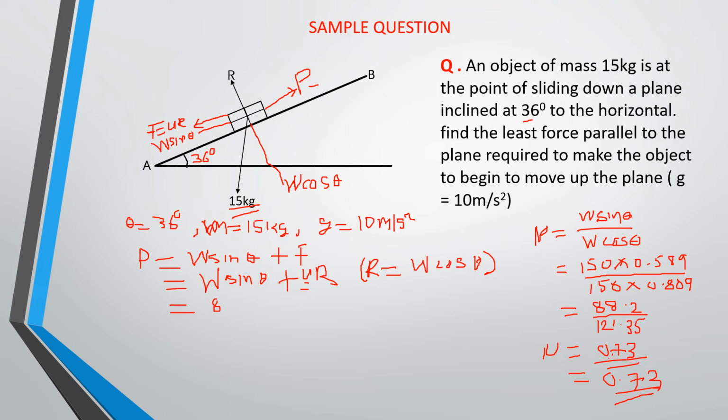W sin theta is 88.2 plus 0.73 multiplied by W cos theta R, which is 121.35. Okay, so when you work that out, you're still going to have 88.2 plus what? Plus 98. You multiply that out, 98.59.